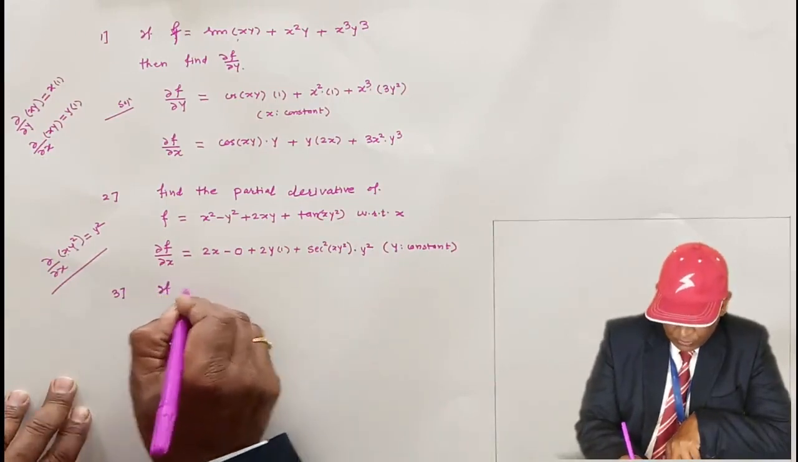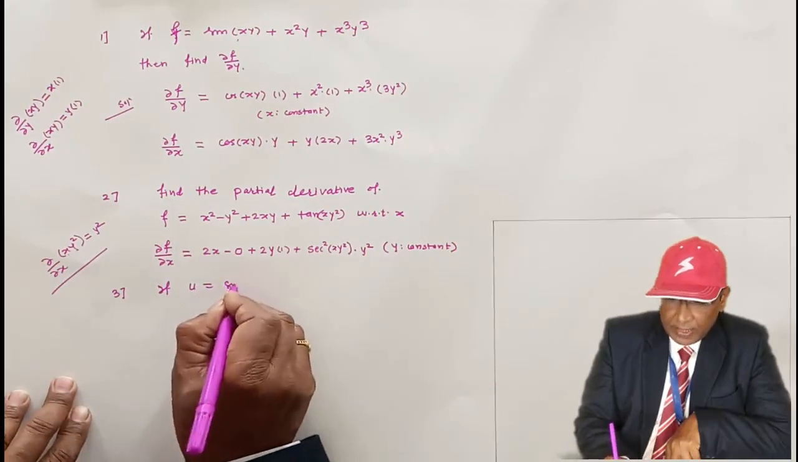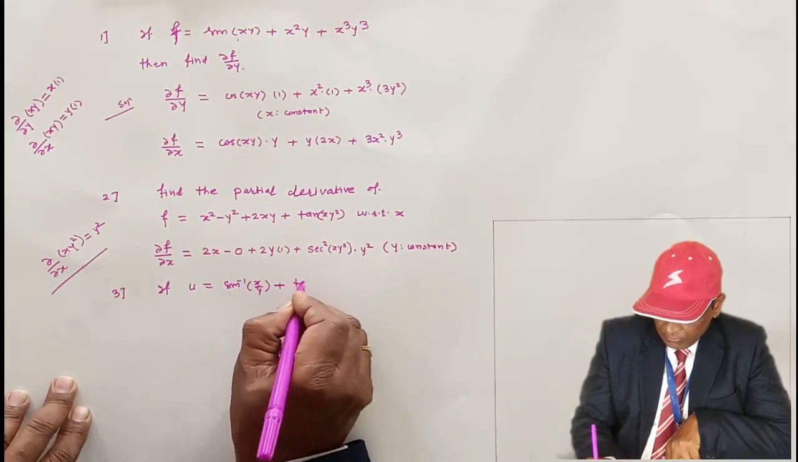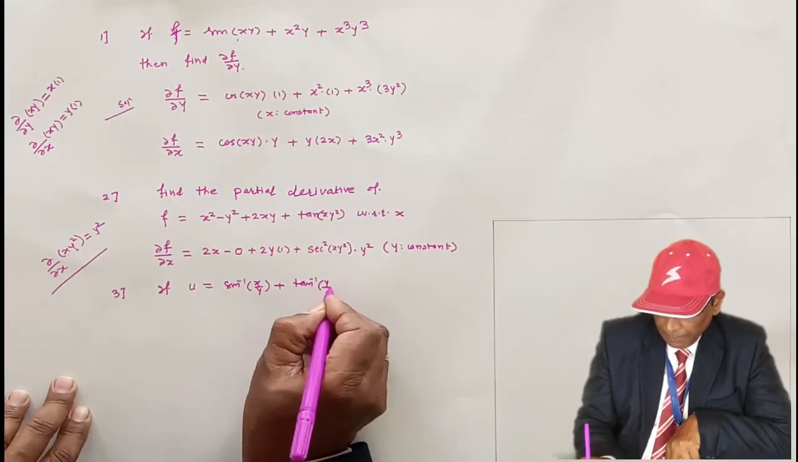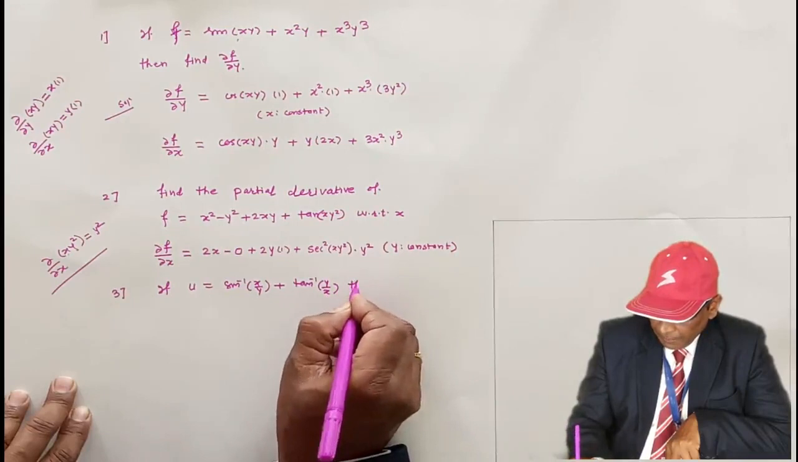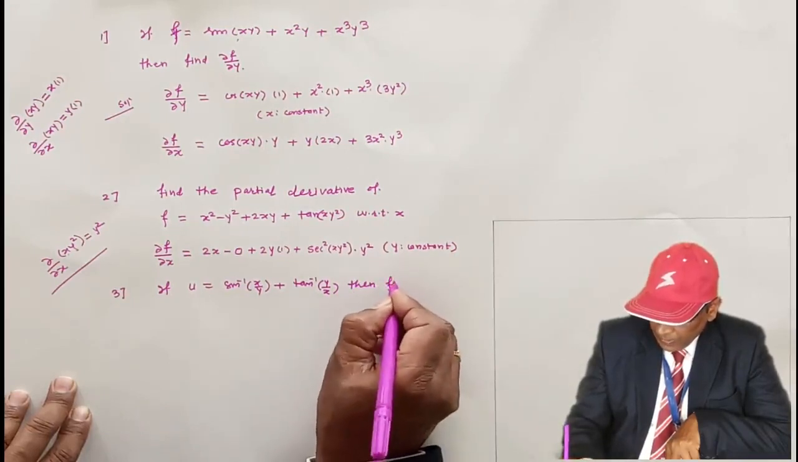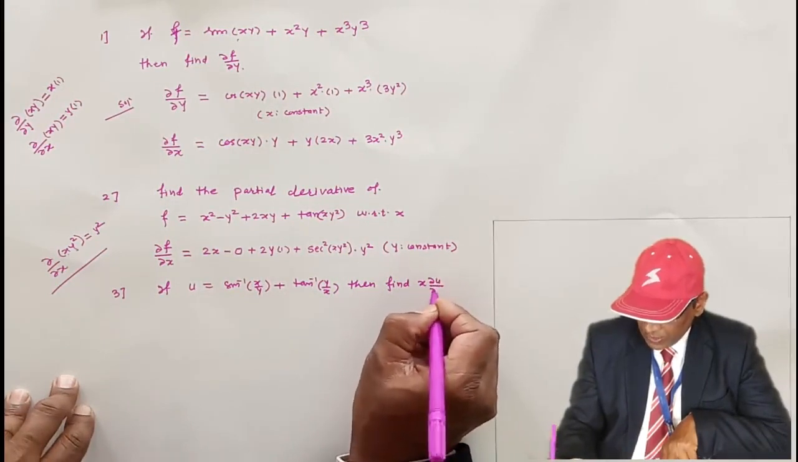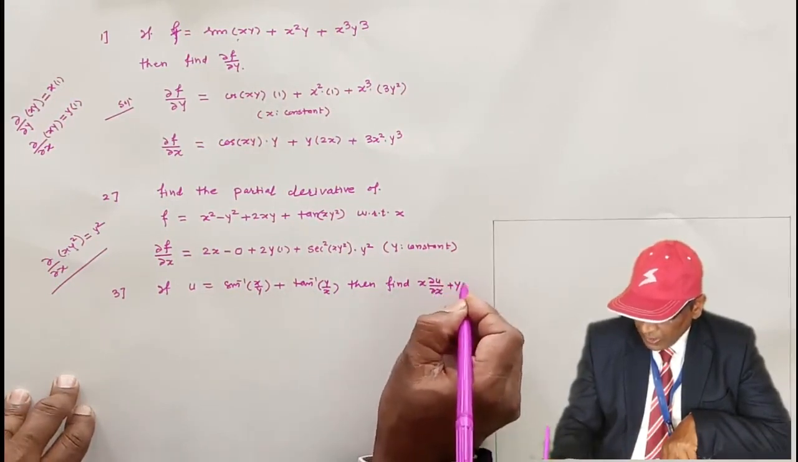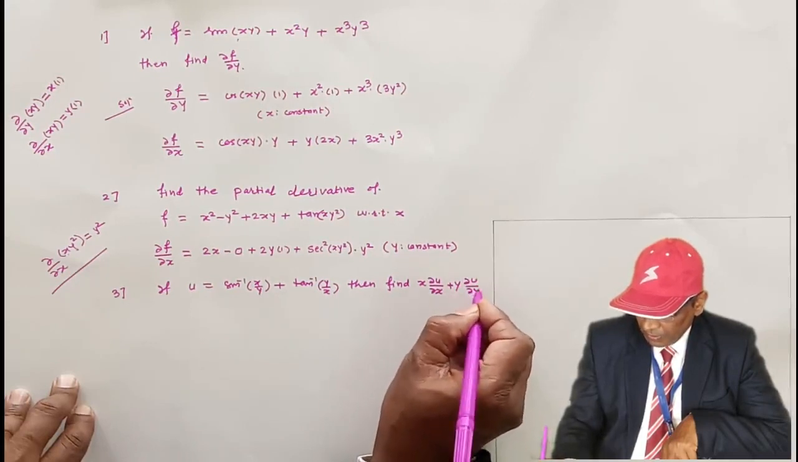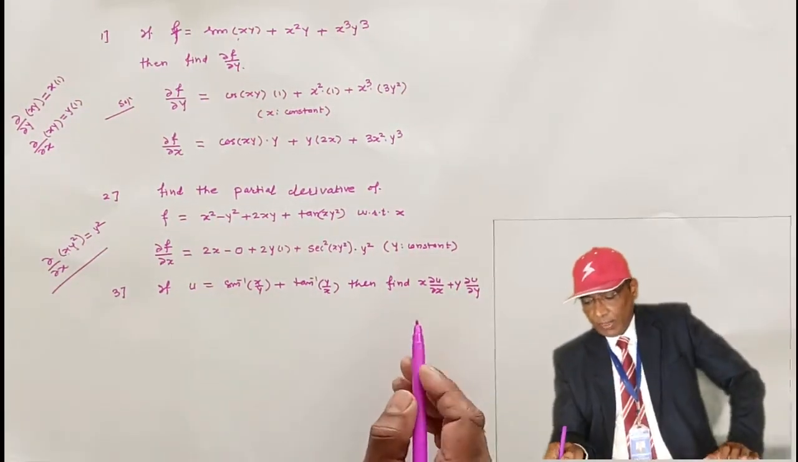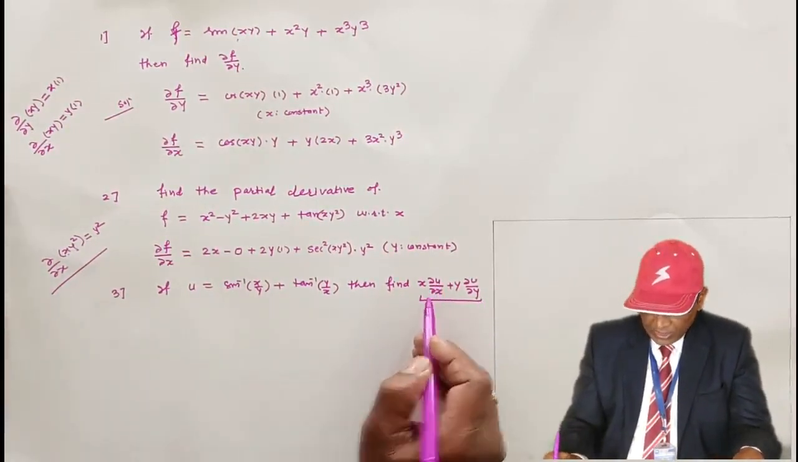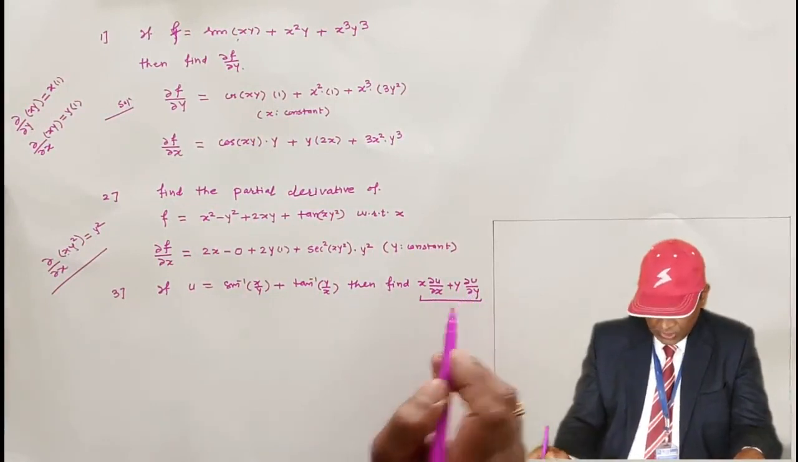If u is equal to sine inverse of x by y plus tan inverse of y by x, then find x del u by del x plus y del u by del y. We are going to find out the value of this component where del u by del x is required and del u by del y is required.